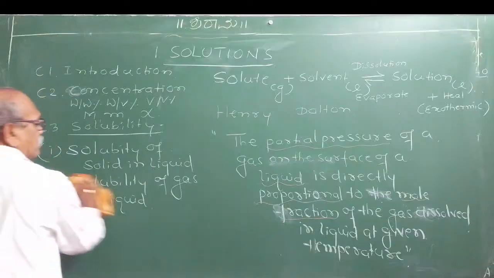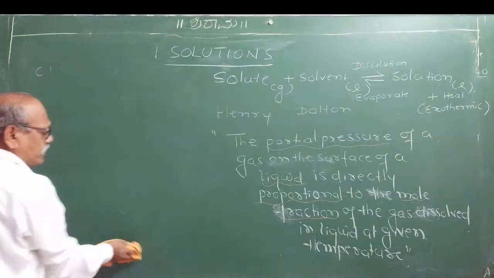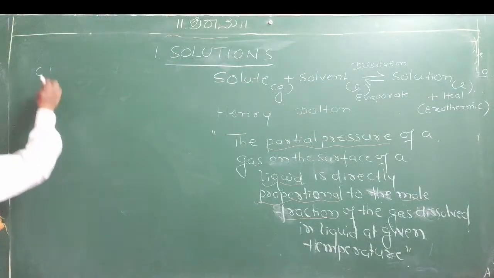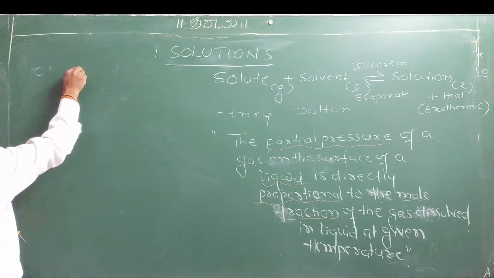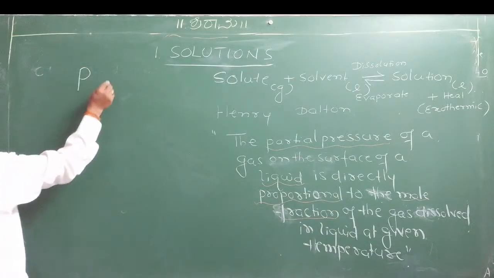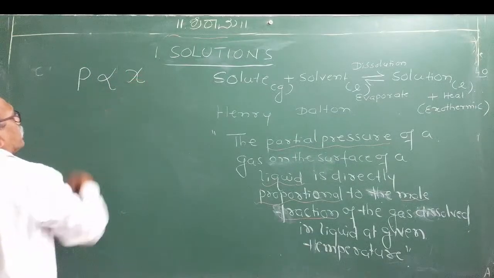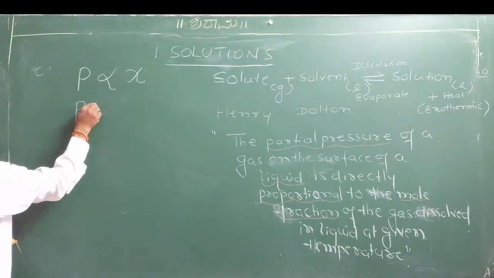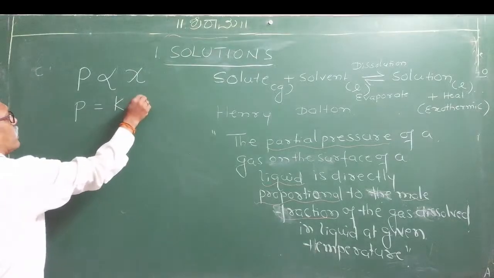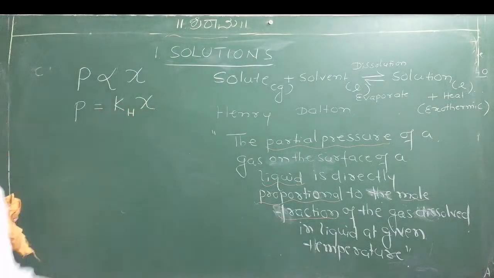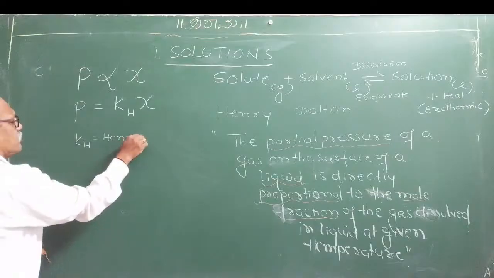Mathematically, this is the final statement of Henry's law. Today we will see some numericals on Henry's law and study the Henry's law constant. We said that the partial pressure of a gas, P, is directly proportional to the mole fraction of that gas. If you remove the proportionality sign, and you know that mole fraction is represented by chi, you will get a constant called Henry's law constant. This Kh value is called Henry's law constant.